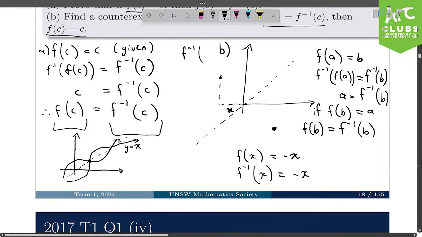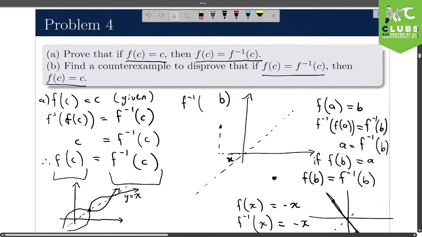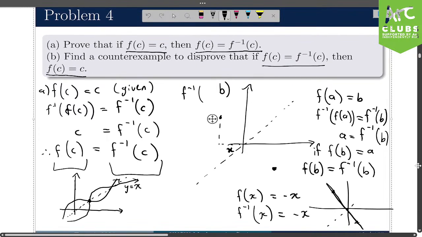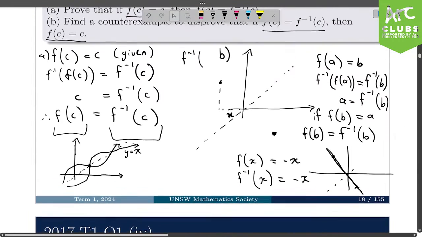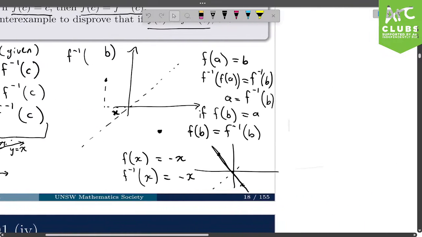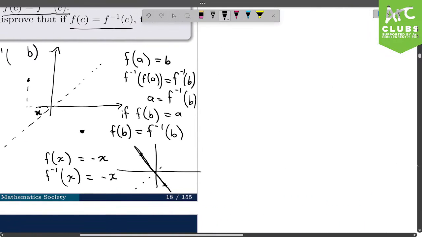And if we look at the intersections of these two graphs, they'd just be intersecting everywhere, right? Not just on that line. And that's why it serves as a good counterexample to this particular problem. So what's our solution? We were looking for a counterexample to disprove that if f of c equals inverse f of c, then f of c equals c. And the example that we found is negative x.